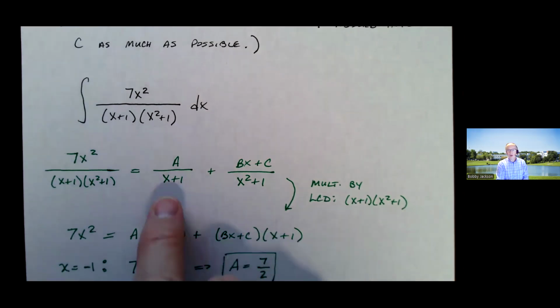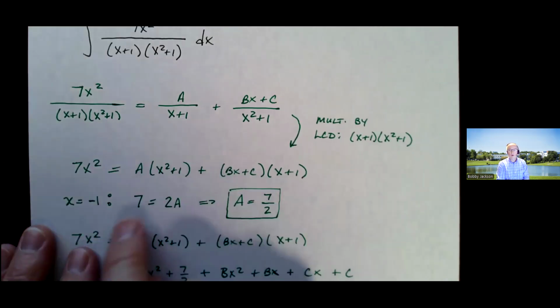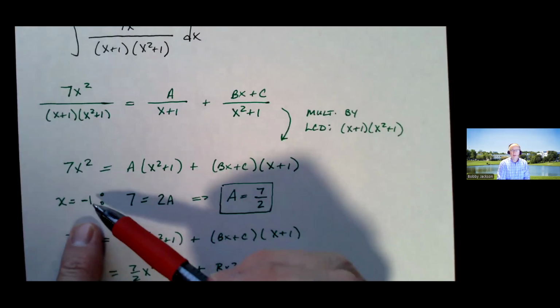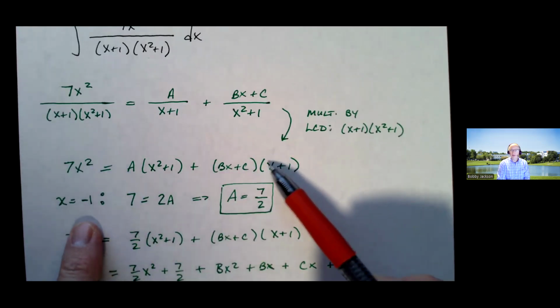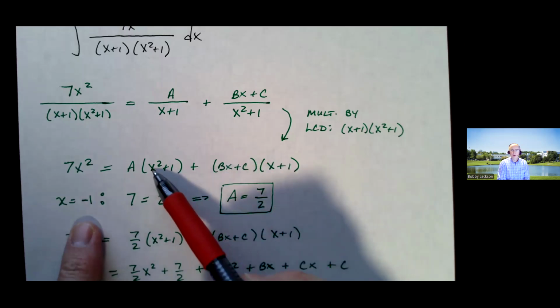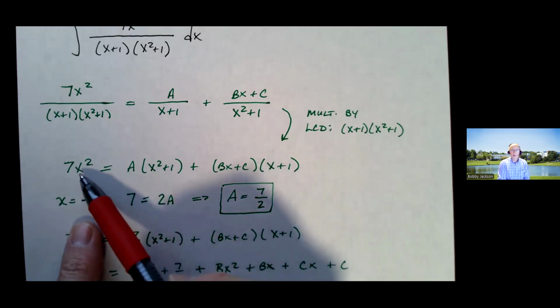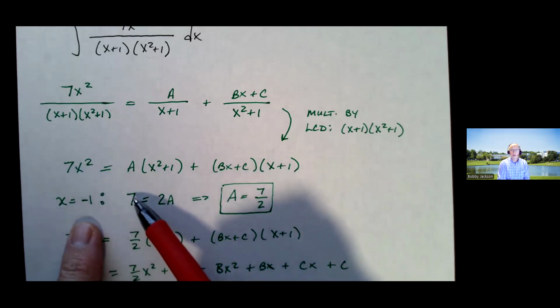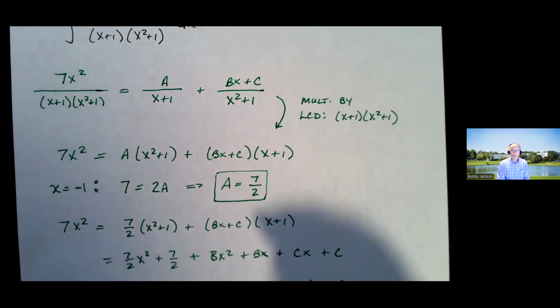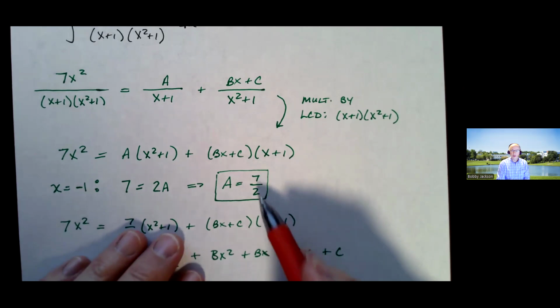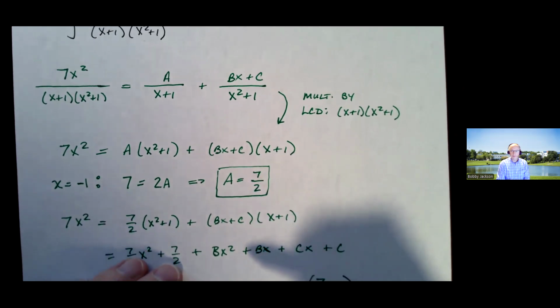I have one shortcut. Notice if x is negative 1, if I plug that in, I'll find the value of A, because when I plug in negative 1 here, this will be 0. Wiping this out, this will be 0. Negative 1 squared is 1. 1 plus 1 is 2. I get 2A. And of course, negative 1 squared is 1, and I get 7 here. So solving for A, I get A is 7 halves or 3.5. They do want it in fraction form, so we'll leave it that way.